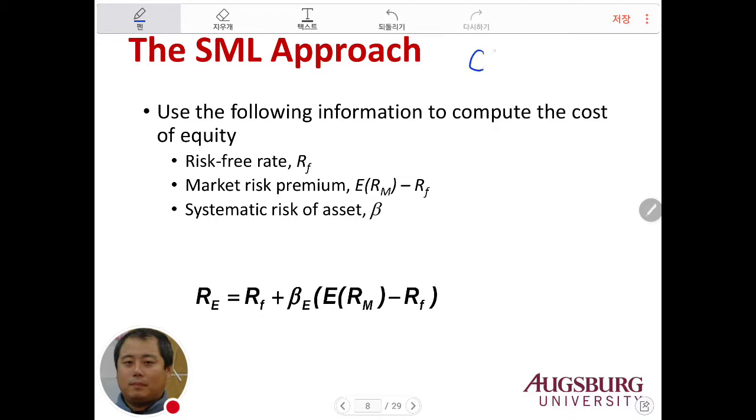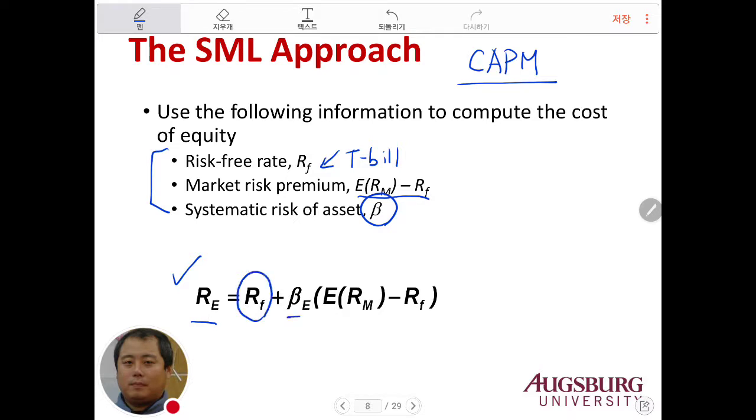It's also called the Capital Asset Pricing Model, CAPM. Now if we have the risk-free rate, which is the T-bill rate, right? And the market risk premium and the systematic risk beta, then we can use the CAPM model. The cost of capital, the cost of equity, actually equals the risk-free rate plus the beta of this equity times the risk premium of the market. Then we can use this required return as the cost of equity.